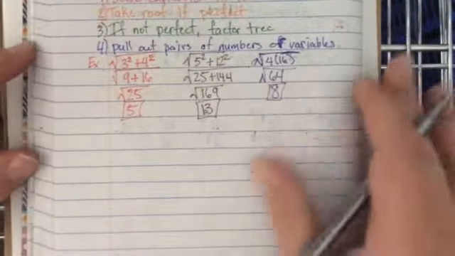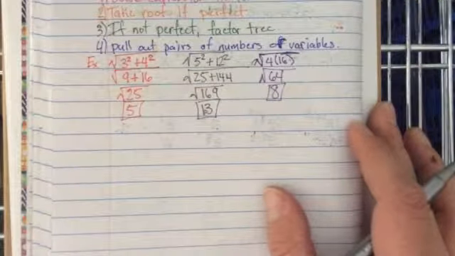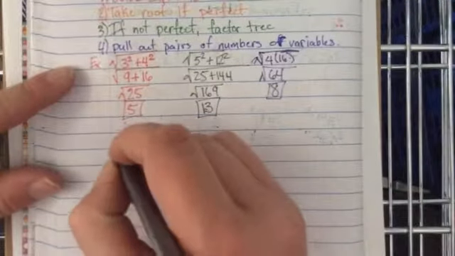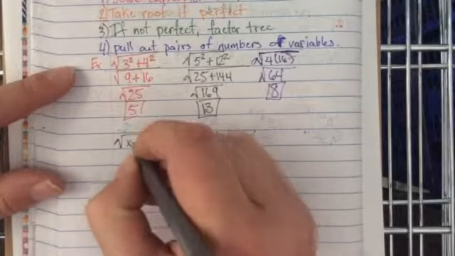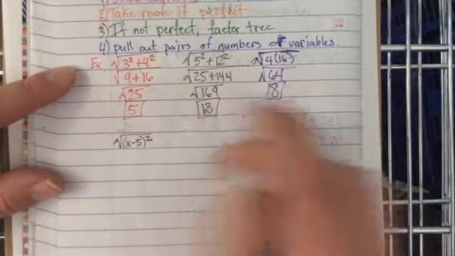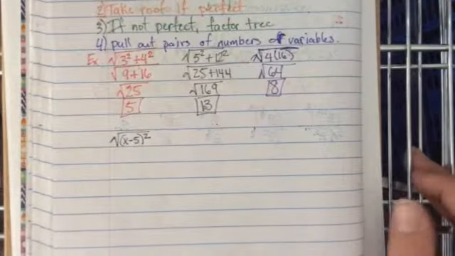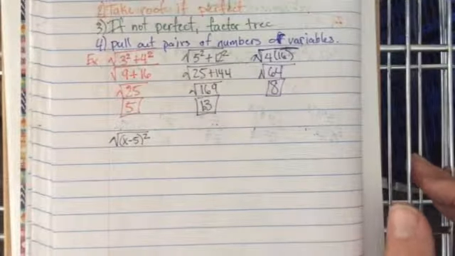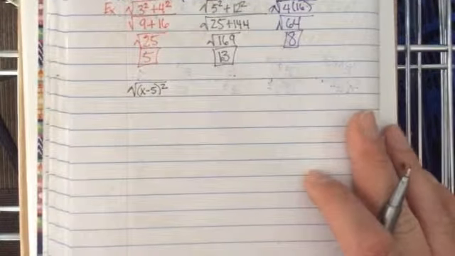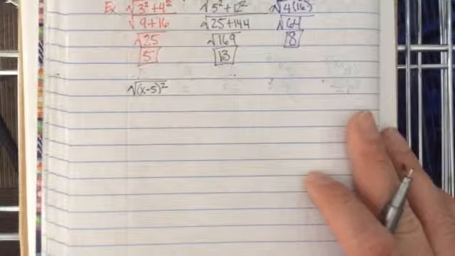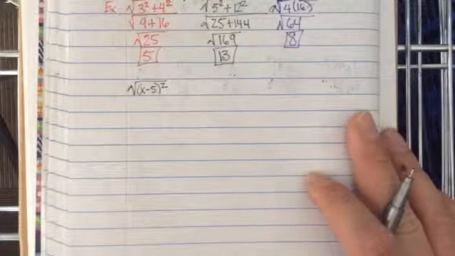So now we've done ones that worked out perfectly. Let's take a look at a different kind of example. Let's say we had the square root of x minus 5 squared. Is there a trick, or does anybody notice anything that might be convenient about this problem? Stephanie.